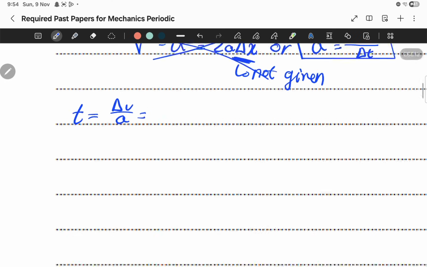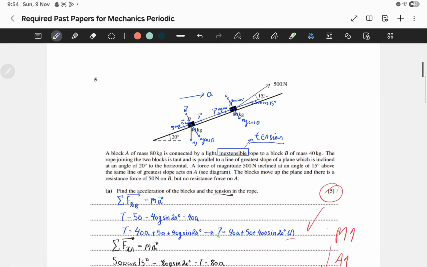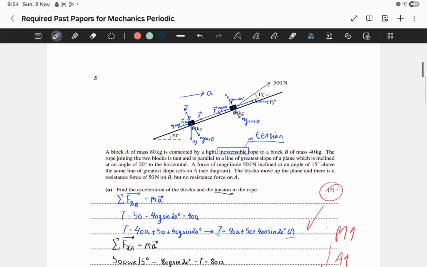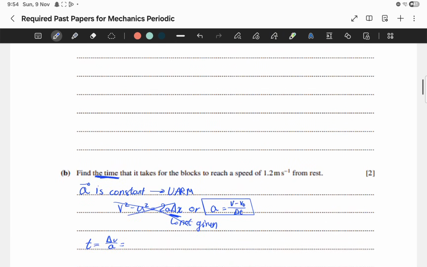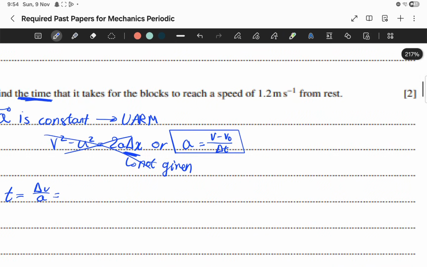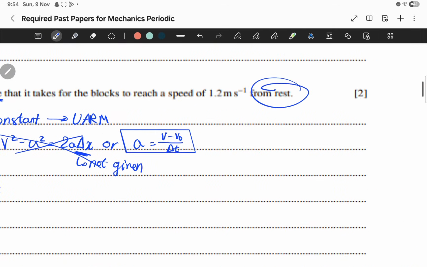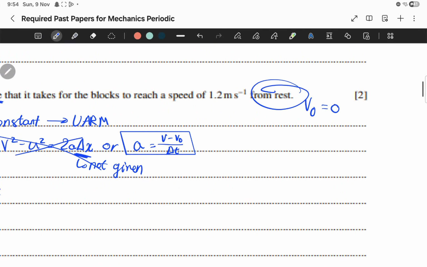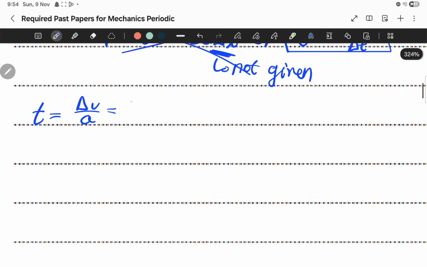they said it was released from rest, I'm assuming. The rope joining two blocks, which is inclined 20 degrees with a slope. Okay, wait, was it given here? Yeah, from rest. They did say from rest. I need to read better. So what does that mean? That means that v0 is equal to 0 meters per second. So remember, it's v final minus v initial over acceleration for the time.